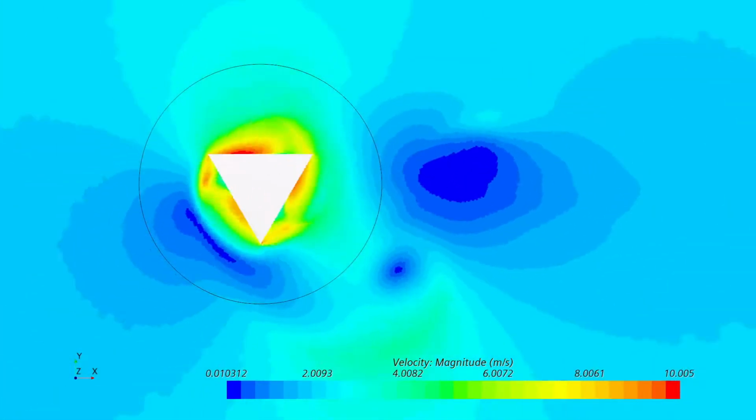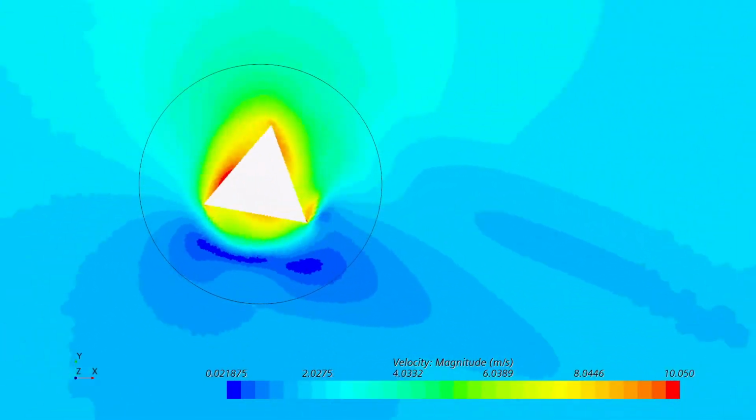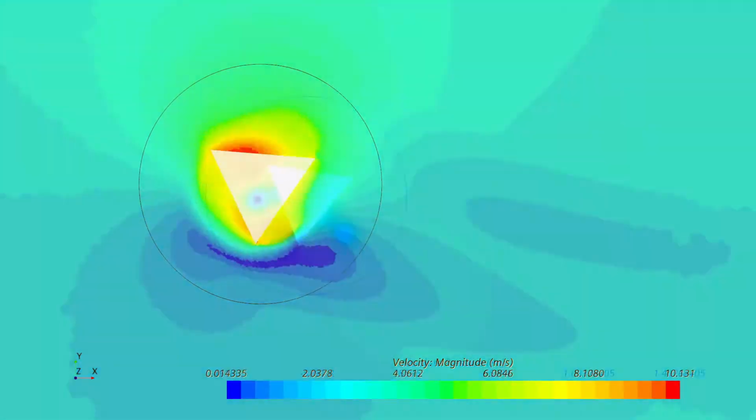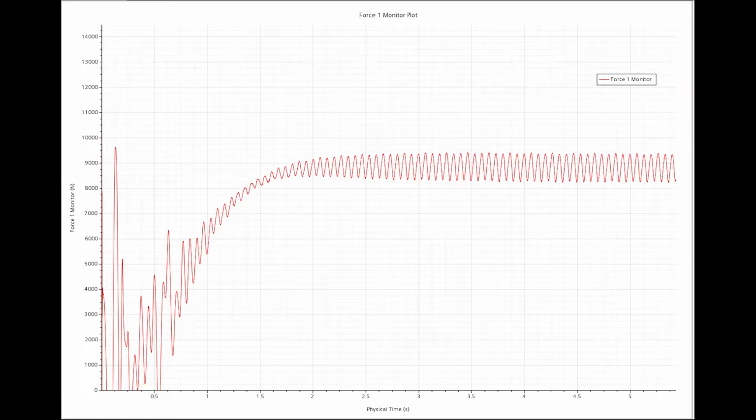This is the velocity field development of the triangle. The sharp edges of the triangle act as scoops that carve up through the fluid and create pockets of high velocity and low pressure along the top edge. This can be seen here, which is an animation of the absolute pressure of the triangle throughout the simulation. The lift monitor picked up a maximum value of 9,500 newtons, which is significantly higher than the circle.